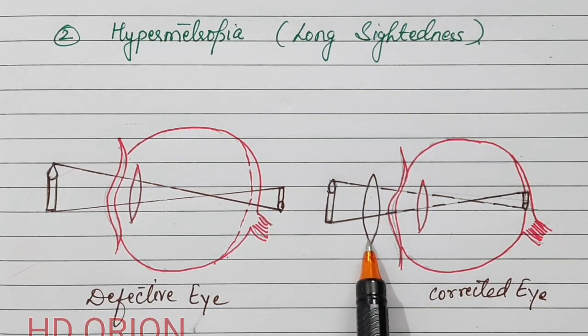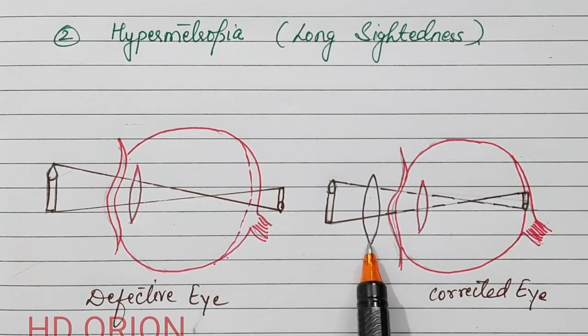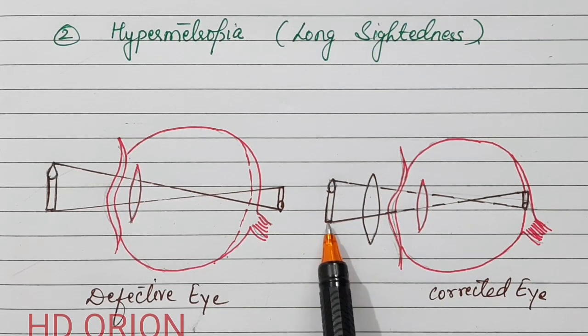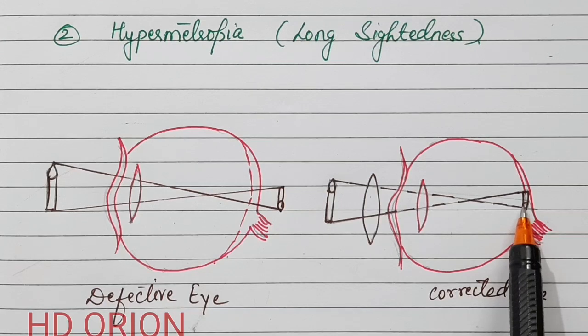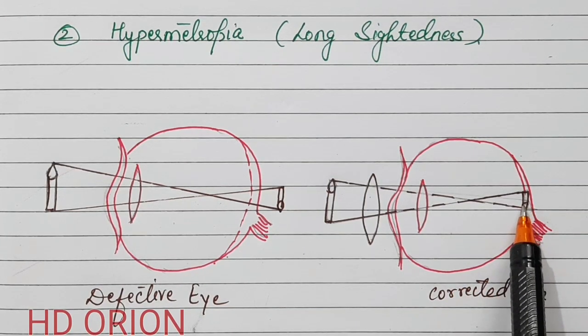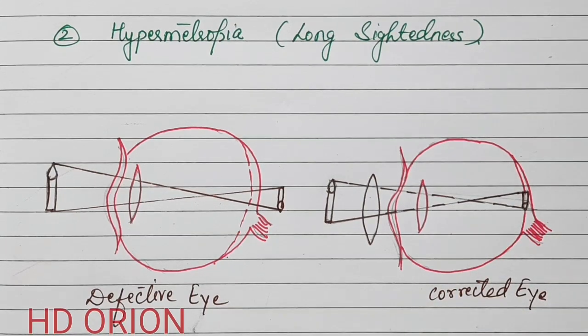This is corrected by placing a biconvex lens in front of the eye. So the spectacles having a convex lens rectify it, and the image is formed on the retina. This is the diagram showing the corrected eye. This is the image on the retina.